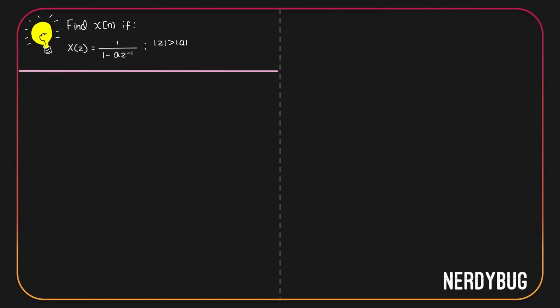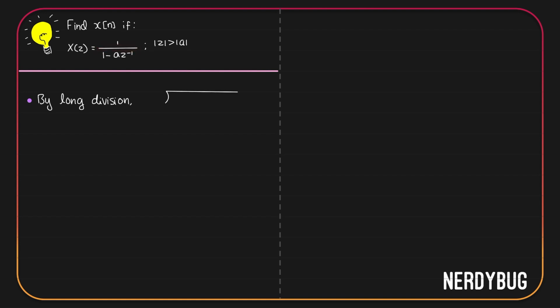Let us learn one more method of finding inverse Z transform. Here we have to find x of n if x of z is 1 by 1 minus a z inverse, where magnitude of z is greater than magnitude of a. We already know its answer. It is a raised to n u of n. But let us try to derive it in a new method. We will be doing it by using long division.